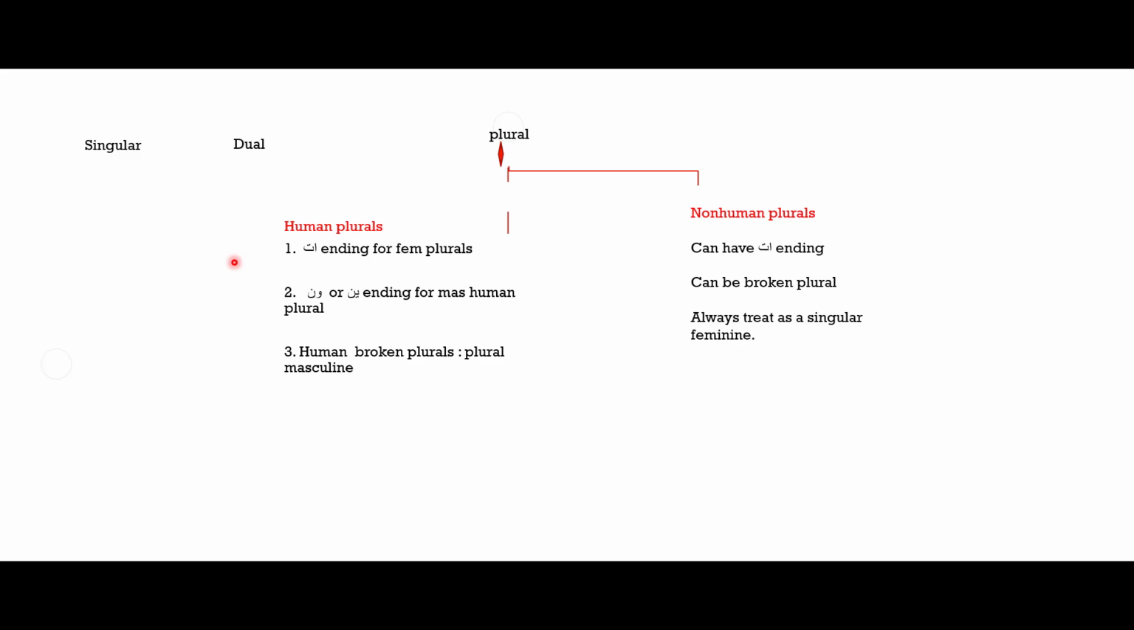Please make this point very clear. I hope I did not confuse you here. Try to write down these points and make it very clear that this ending is not shared by non-human isms. It is reserved just for human isms, and human feminine isms take just one form of plural, that is atun. Non-human or non-living things can make plurals in two ways. They can take the atun ending or they can be broken plurals.